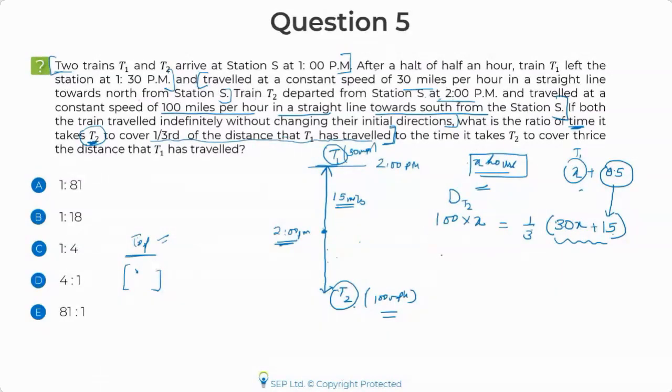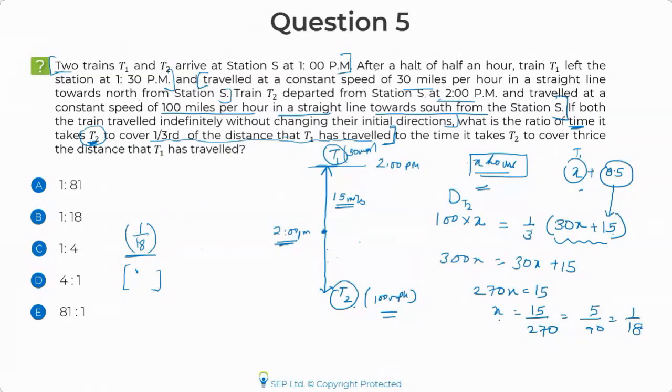Now, after this, you just need to solve it. You'll say 300X is equal to 30X plus 15, 270. X is equal to 15 by 270. Okay, you can cancel it by 3 and then by 5 and get 5 by 18. So this is the top part. This is 1 by 18.